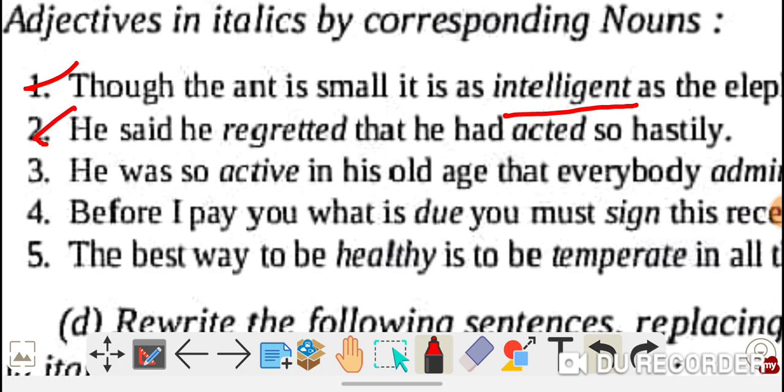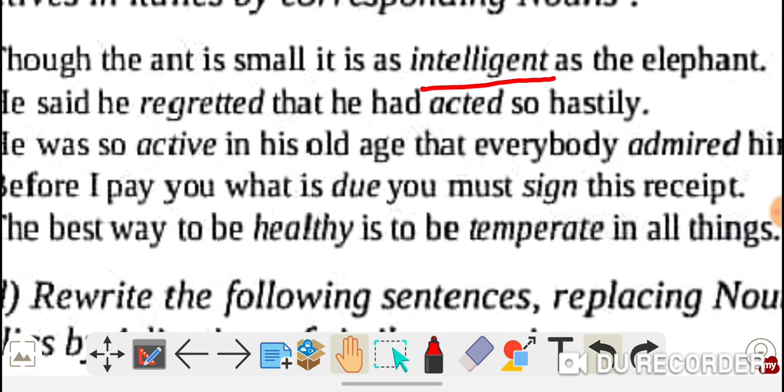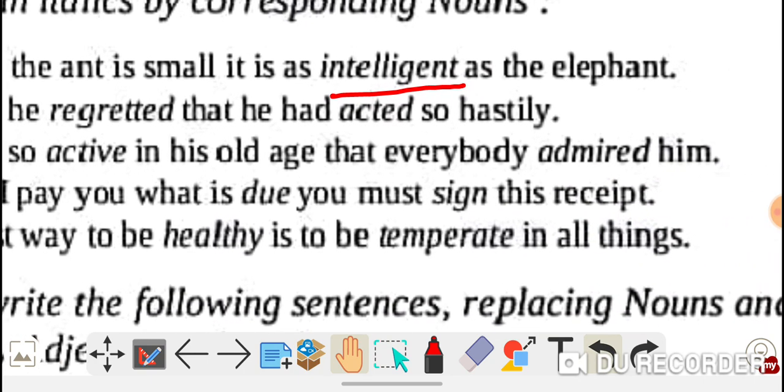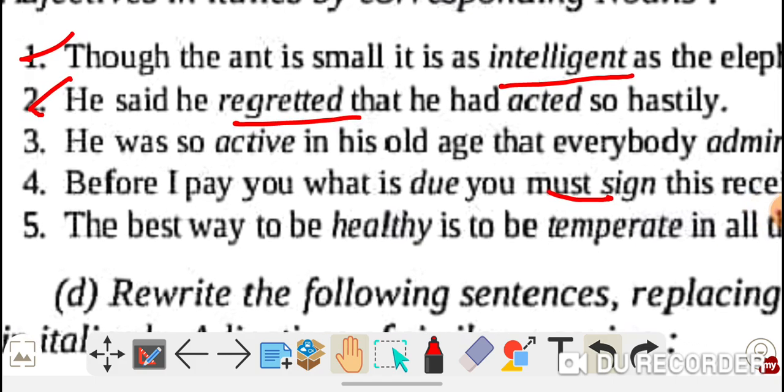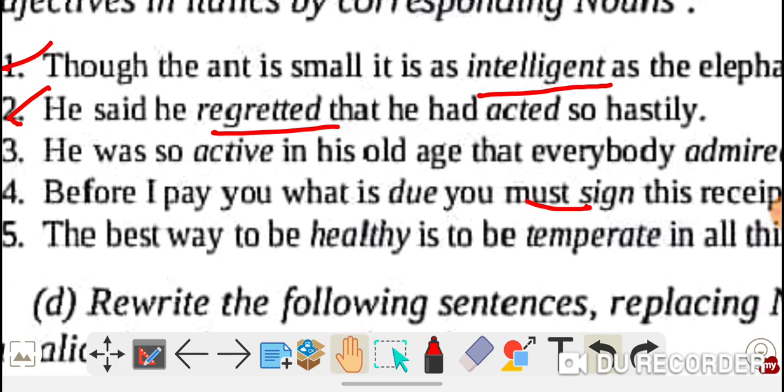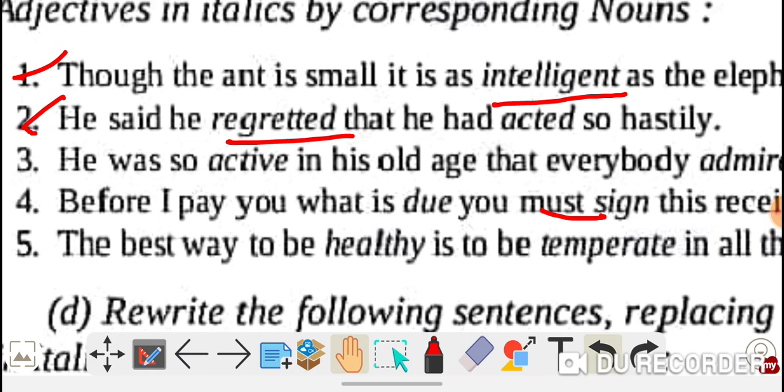Number two, he said he regretted that he had acted so hastily. Okay. So here regret, the noun form of regret is also regret. So regret is used both as noun and verb. And the same is act. Act can be used as noun as well as verb. So we have to change the line. Okay. The answer is, write down the answer, regret.